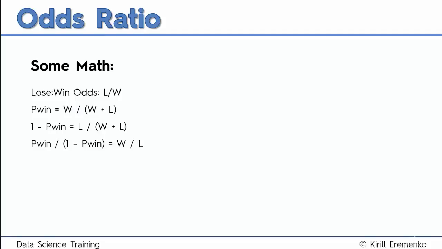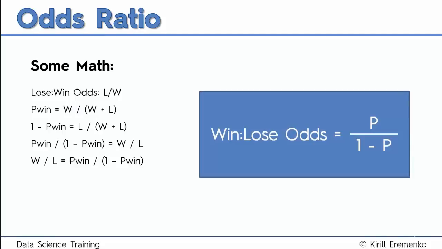Now if we divide one by the other, we'll get probability of winning divided by 1 minus probability of winning equals W divided by L. And if we rewrite that, then our winning to losing odds, so not the losing to winning odds, but the winning to losing odds, W divided by L equals probability of winning divided by 1 minus probability of winning. Now if we put that all into a formula, this is the formula we get. Win to lose odds equals P divided by 1 minus P.